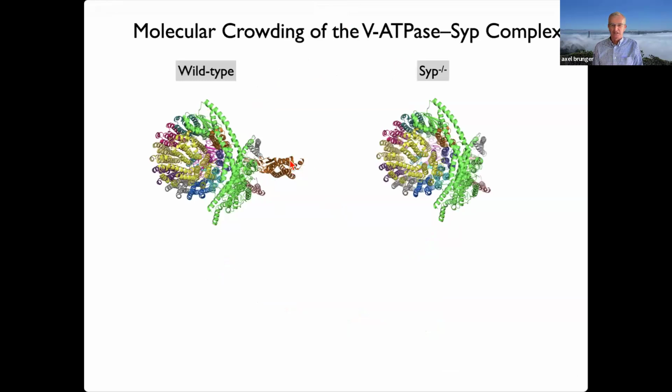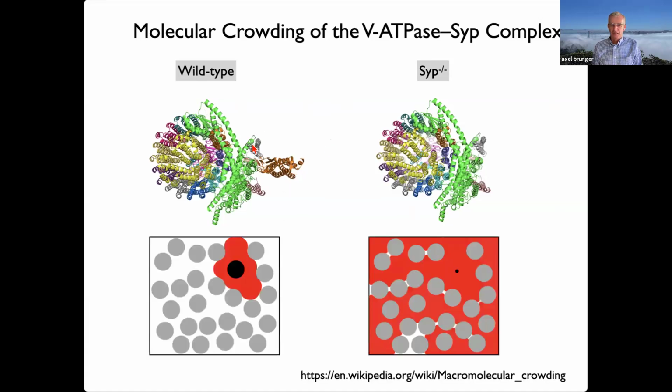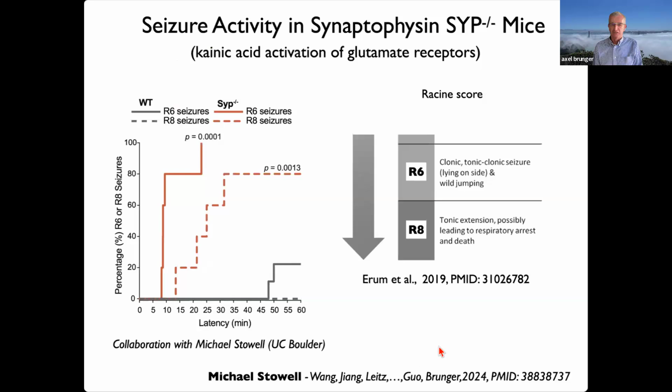So the wild type, again, has this interaction between the synaptophysin and the VATPase, whereas in the knockout, this is missing. And so the cross-section, therefore, is larger for the wild type compared to the synaptophysin knockout. So the idea then is if you have an object which has a larger cross-section, it has less space available in the synaptic vesicle. So there will be fewer numbers of them compared to the knockout situation where the cross-section is smaller, so there's more space available. And this concept, of course, is called molecular crowding, and you can read more about this at this really helpful wiki entry here.